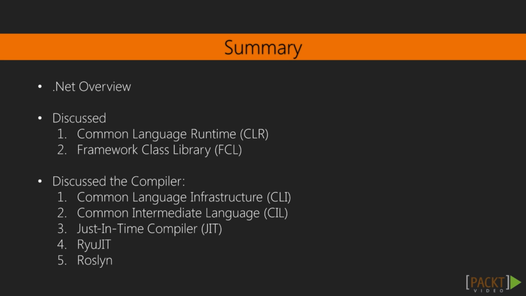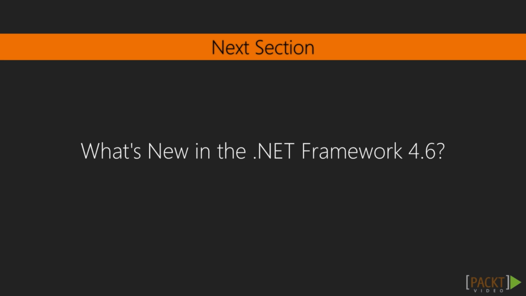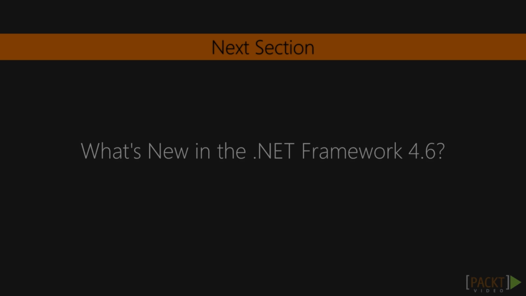So in this section, we had a .NET overview, and then we discussed the common language runtime, followed by the framework class library, and then began a discussion on the compilers, which included talking about the common language infrastructure, the common intermediate language, just-in-time compiler, as well as RyuJIT and Roslyn. In our next session, we'll dive into the new features of .NET Framework 4.6, and I will see you there.